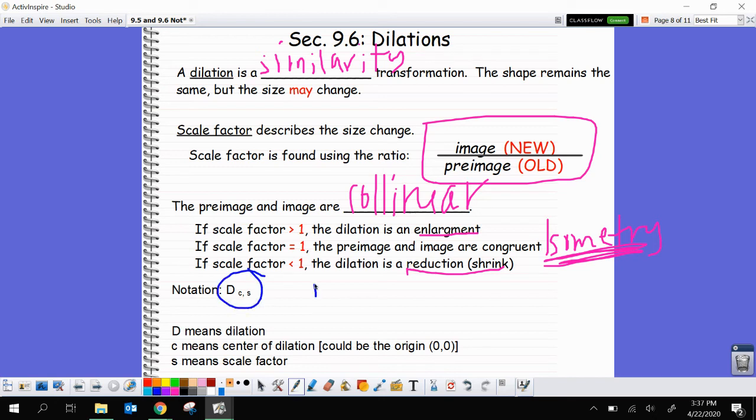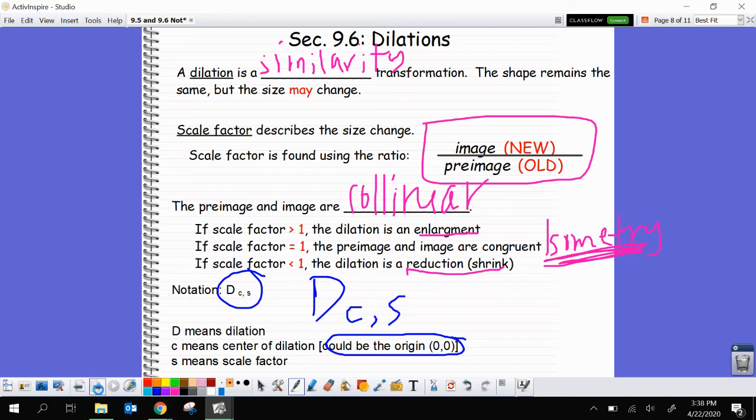The notation that we're going to look at for this, you can see here. So let me explain that. That capital D means dilation. The lowercase c, that's your center of dilation. Normally, you're going to see it at the origin, and you hardly have to even think about it at all. But you are going to see an instance where it might not be at the origin. Okay, and then S is going to be your scale factor.